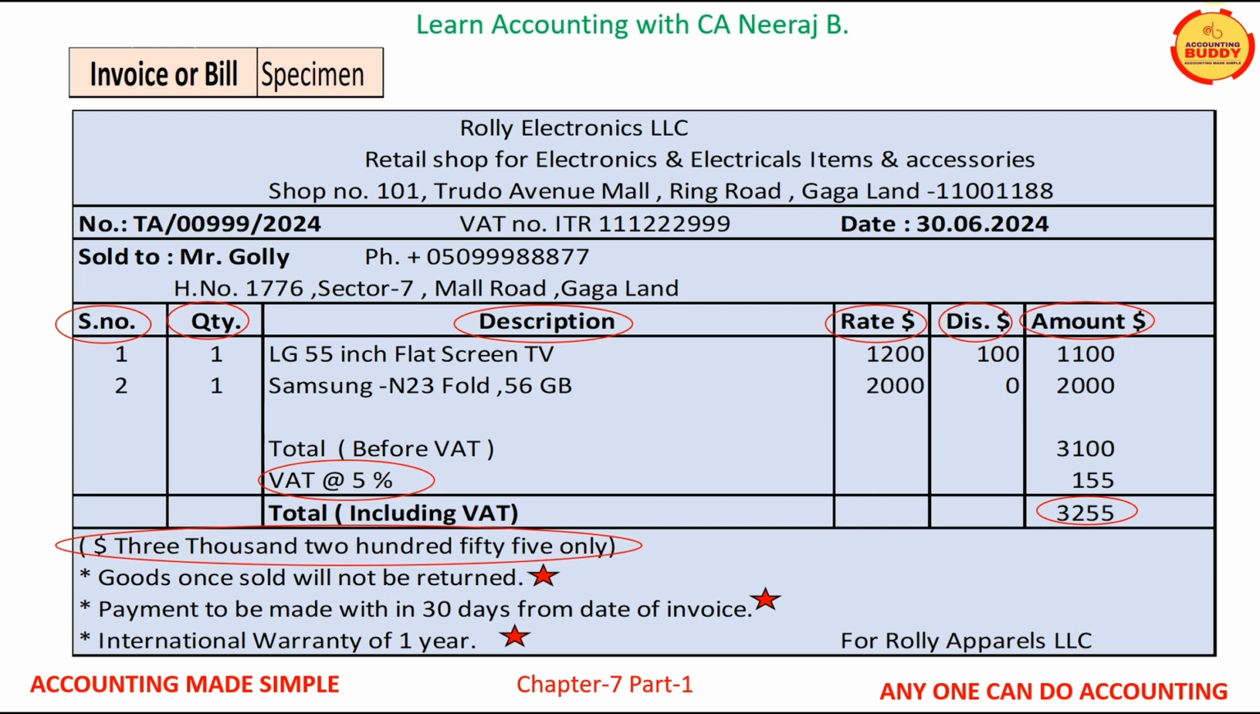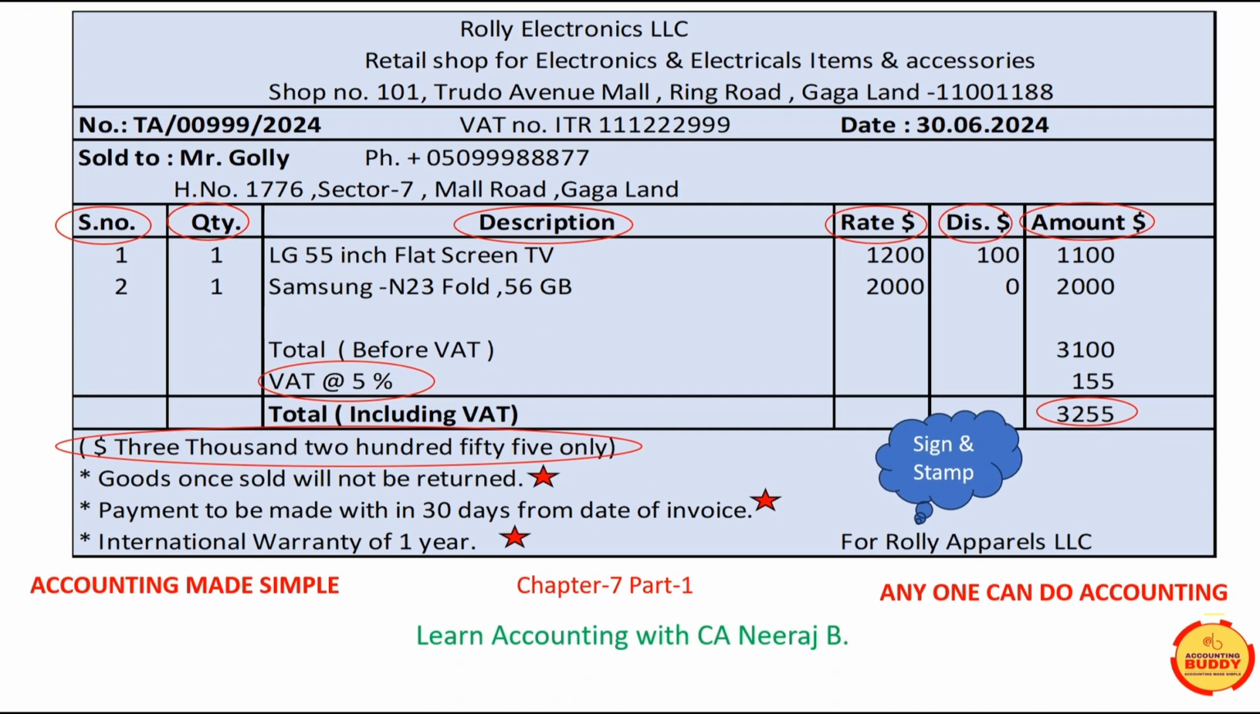In this specimen, the conditions mentioned are: goods once sold will not be returned, payment to be made within 30 days from the date of the invoice, and the products sold are covered under 1 year international warranty. And finally, the invoice is stamped and signed.